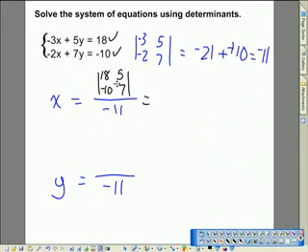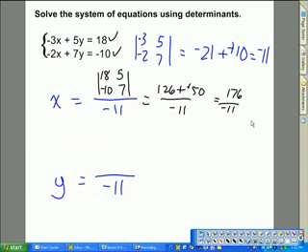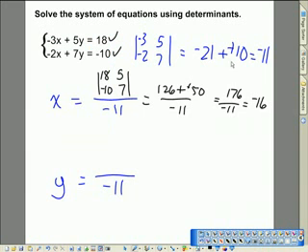So 18, negative 10, and then I'll use my y coefficients, 5 and 7. Cross multiply. 18 times 7 is 126. Minus. Negative 10 times 5 is negative 50. Add those and I get 176. And that's still over negative 11. So I get 176 over negative 11, which is 16. So it's negative 16. My x-coordinate's a negative 16.